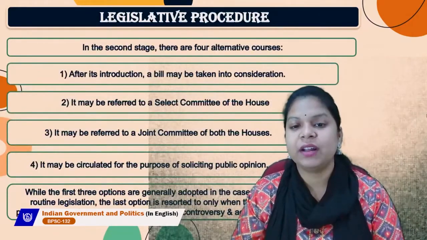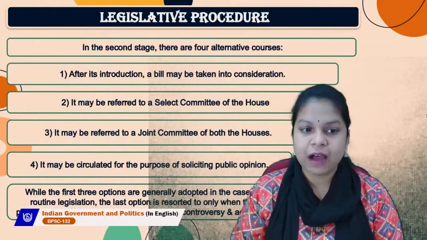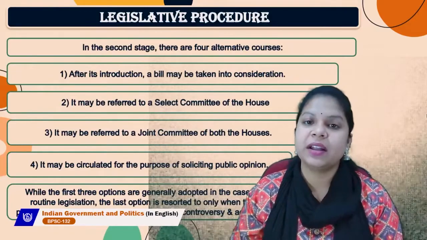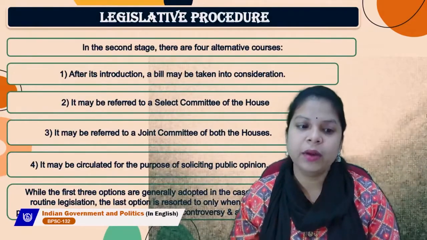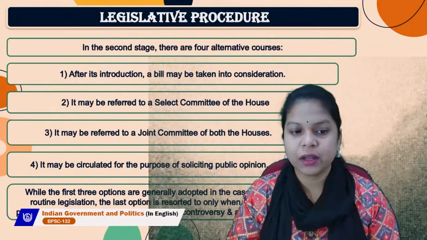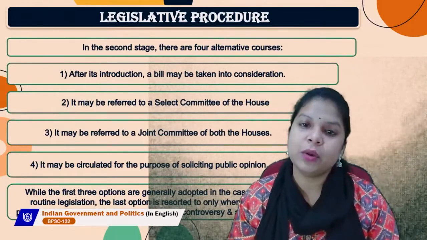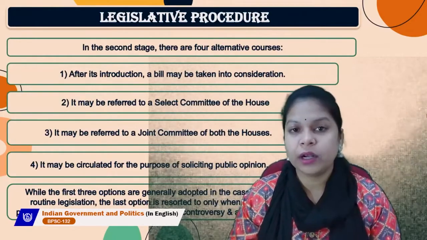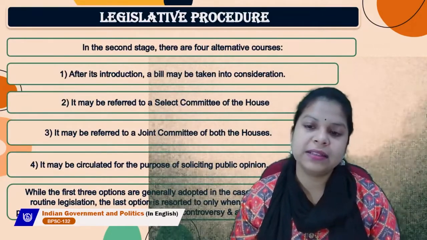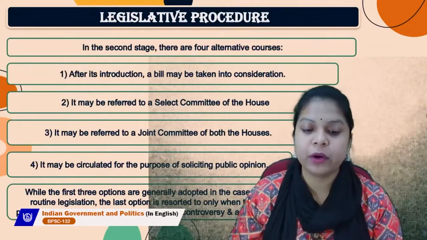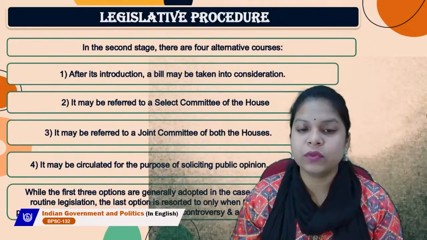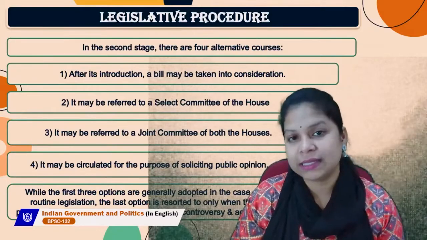In the second stage, there are 4 alternative courses. After its introduction in one House, a bill may be taken into consideration. Secondly, it may be referred to a select committee of the House. Third, it may be referred to a joint committee of both the Houses. And fourth, it may be circulated for the purpose of soliciting public opinion. So there are 4 alternative courses which can happen when the bill moves to the second stage.